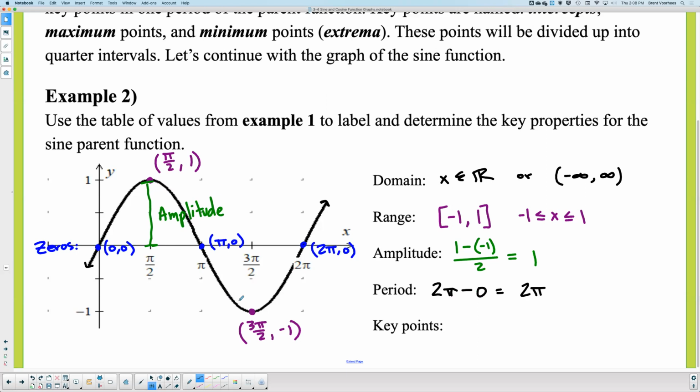Finally, the key points, we've already graphed those. Let's just put them labeled on the graph. One thing I did not label was that this is a maximum and this was the minimum. That's the only thing I did not label. And like I said, that table that we did in example 1, those weren't just random values. All those values would fit on this wave, this sine curve. They would all fit on there.